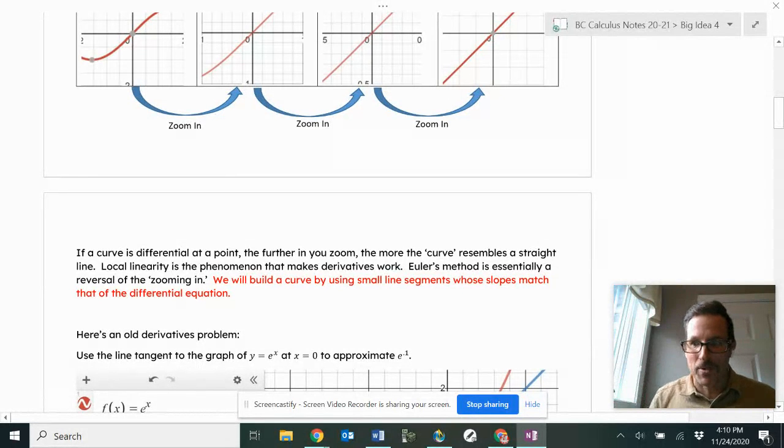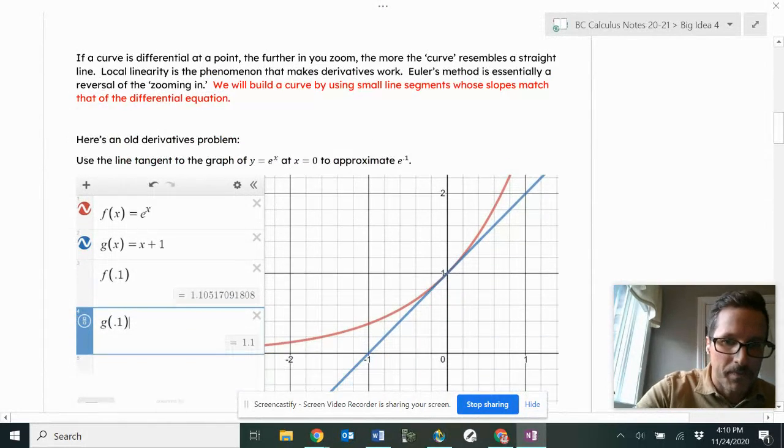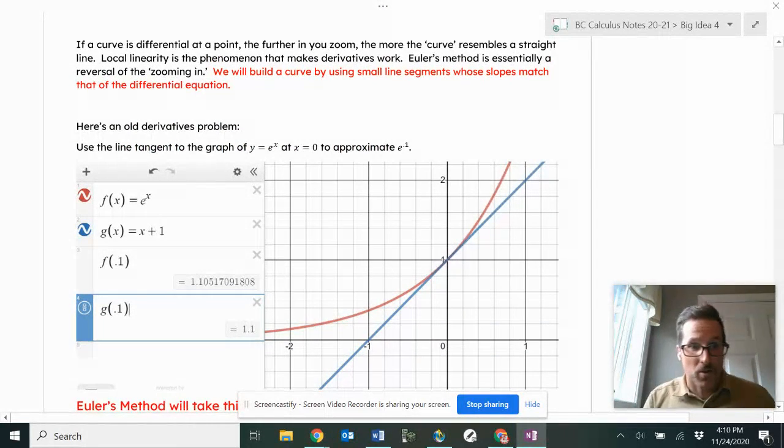Again, here's an old derivatives problem. It's already been worked out, so I'll just describe what's going on. We want to use the line tangent to the graph of y equals e to the x at x equals 0 to approximate what e to the 0.1 is. This was a problem you would solve by getting a calculator and getting a value for that. Well, Leonard Euler didn't have the luxury that you have today of plugging it into some piece of technology. He had to figure it out using, yeah, your brain. You forget about that? You forget that you have that at your disposal.